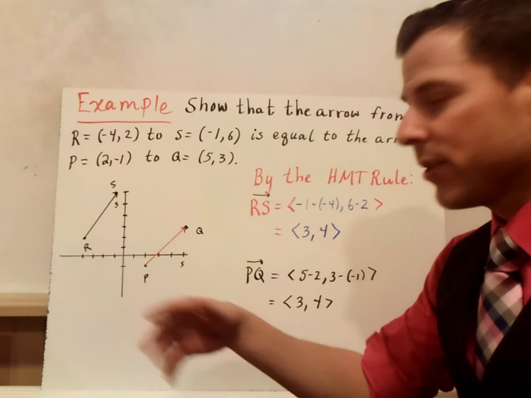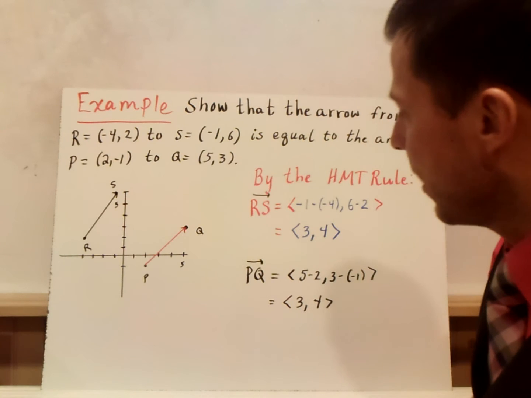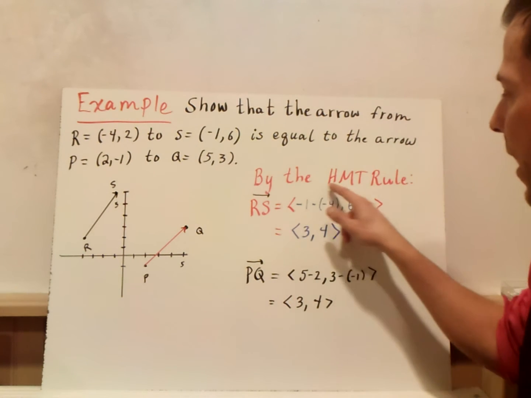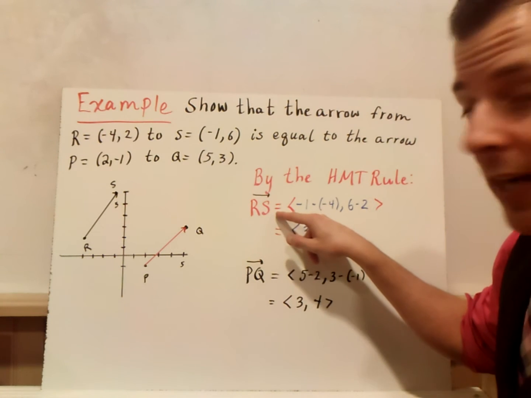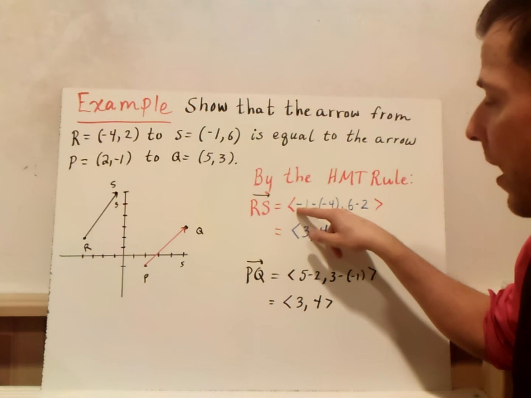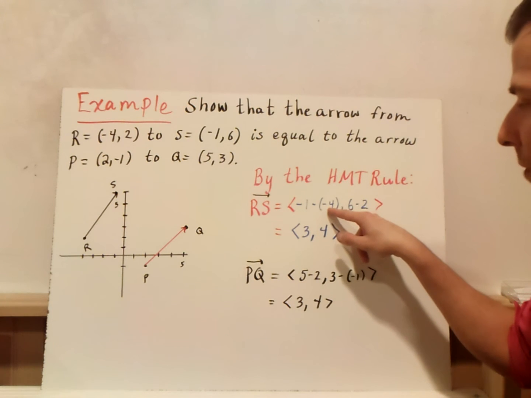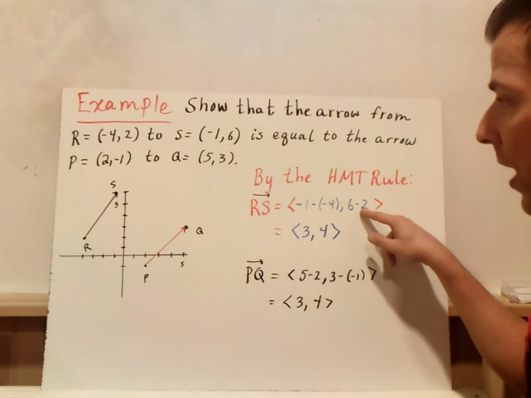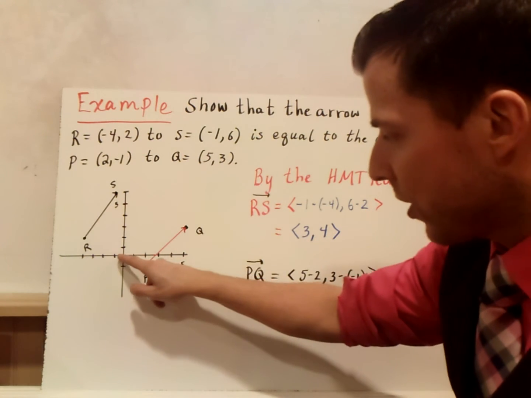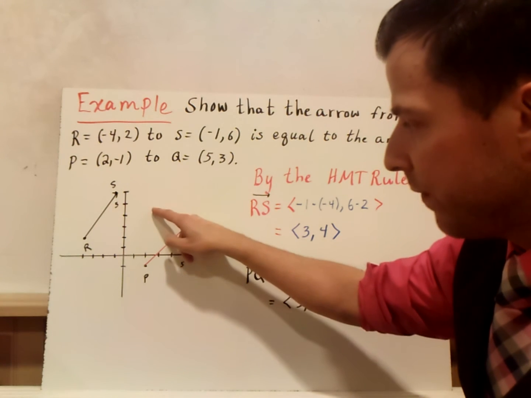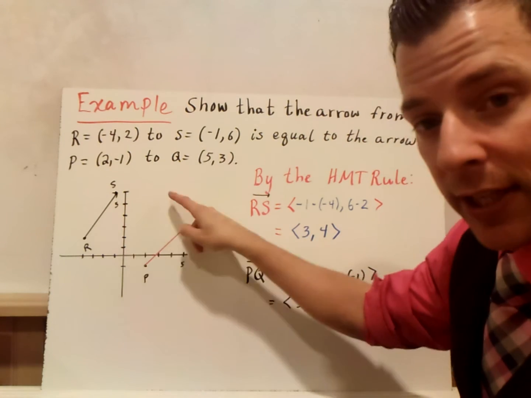They're two different vectors. We can tell if they're equal if they have the same direction and magnitude. So let's put them in component form, and then we can see if they're equivalent. By the head minus tail rule, directed line segment RS in component form is x2 minus x1, so it's -1 minus -4, comma, y2 minus y1, 6 minus 2, which gives me the vector 3, 4. We'd start at the origin, go out 3 over and 4 up. There's where RS would be, 3, 4. X value, Y value, tail starting at the origin.